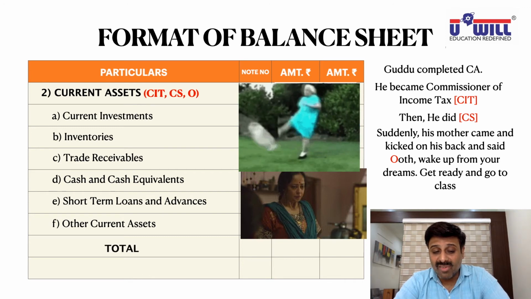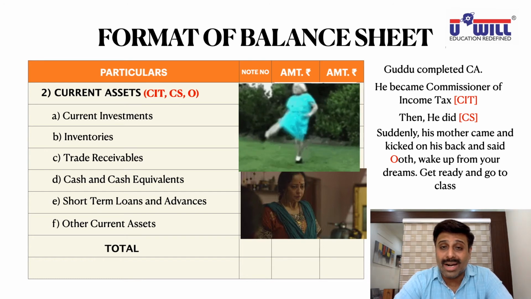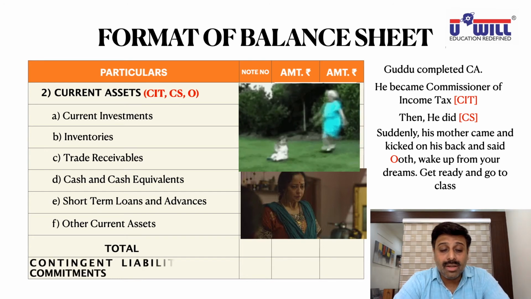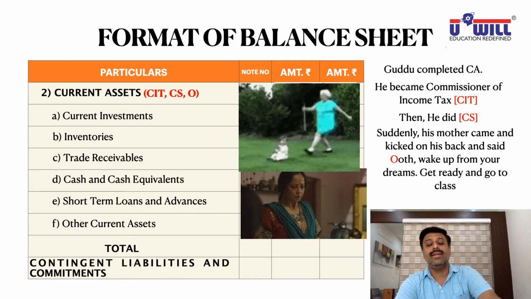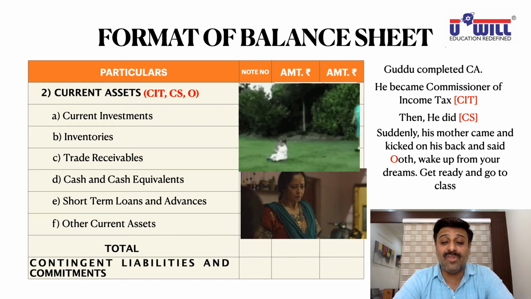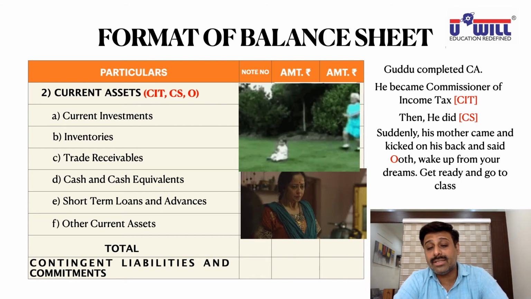Then we will have the total of the balance sheet, and below the total of the balance sheet, as a footnote, not as a part of the balance sheet, we will write contingent liabilities and commitments.